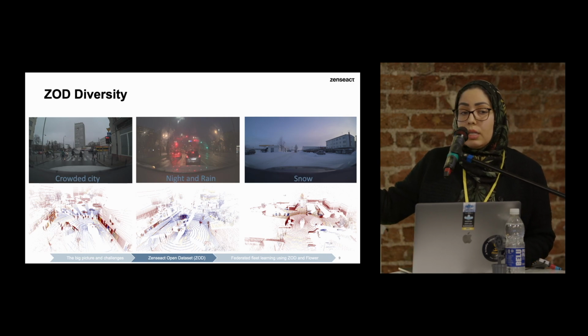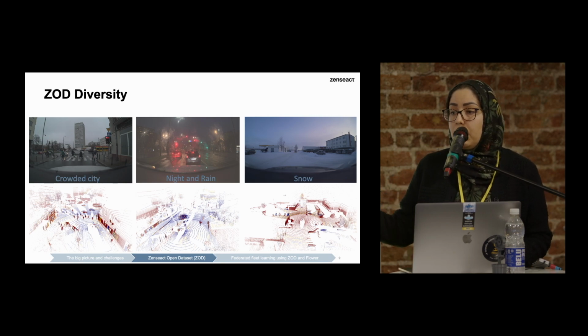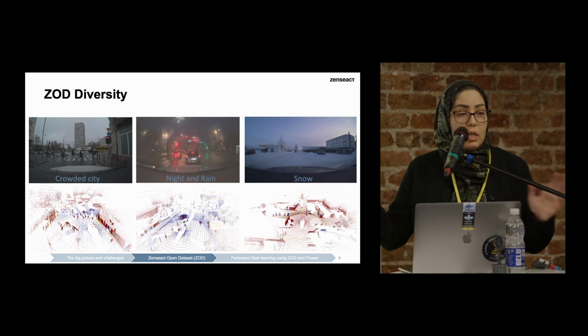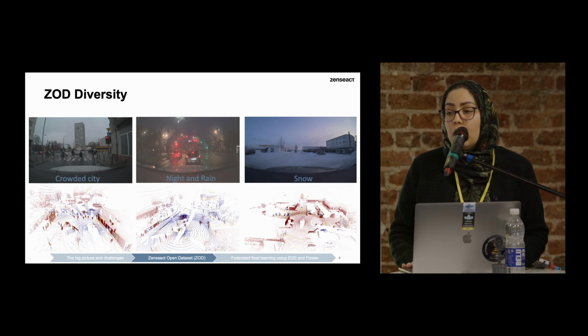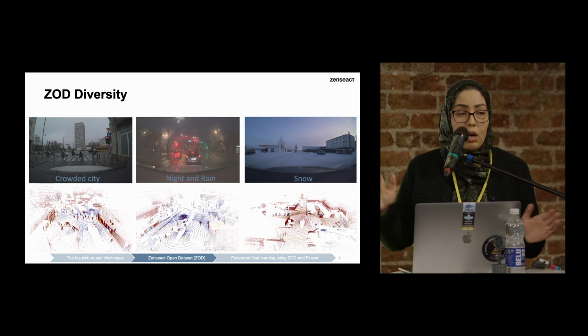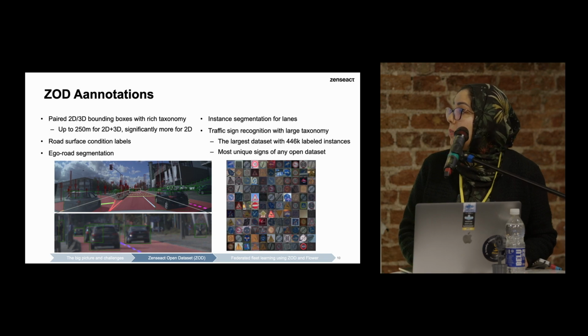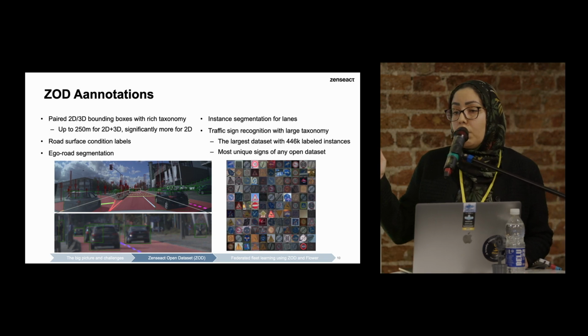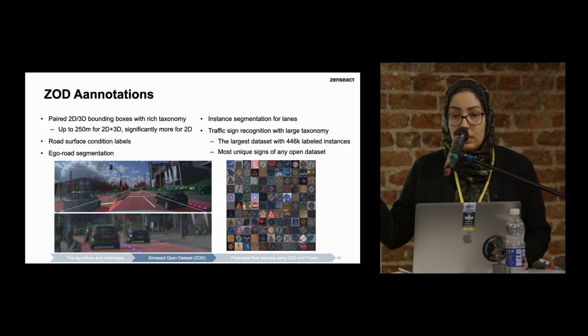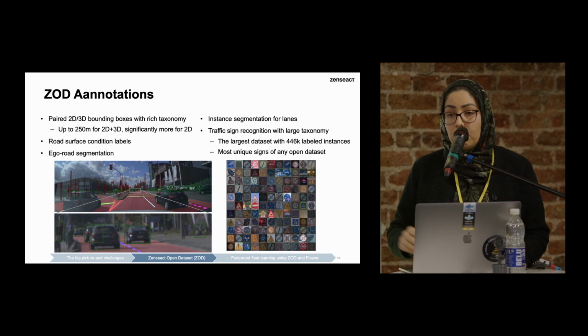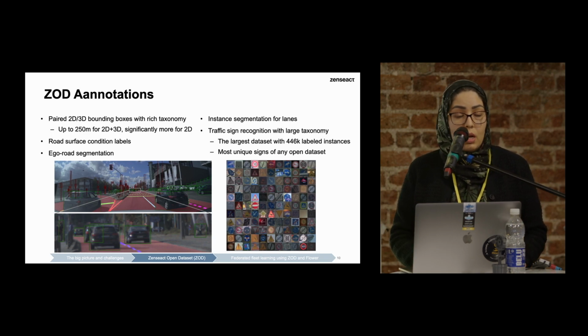And as seen here, and I mentioned briefly earlier, it has a high diversity. We collected this dataset in different road types, like highways, urban, rural, and such, under different weather conditions, foggy, snowy, cloudy, and so on, and at different times of the day, night, twilight, and so on. So it covers the highest diversity. We also provide, as I said, multitask high-quality annotations, such as 2D and 3D bounding boxes for the static and dynamic objects, instance segmentation for lanes, as well as traffic sign recognition.